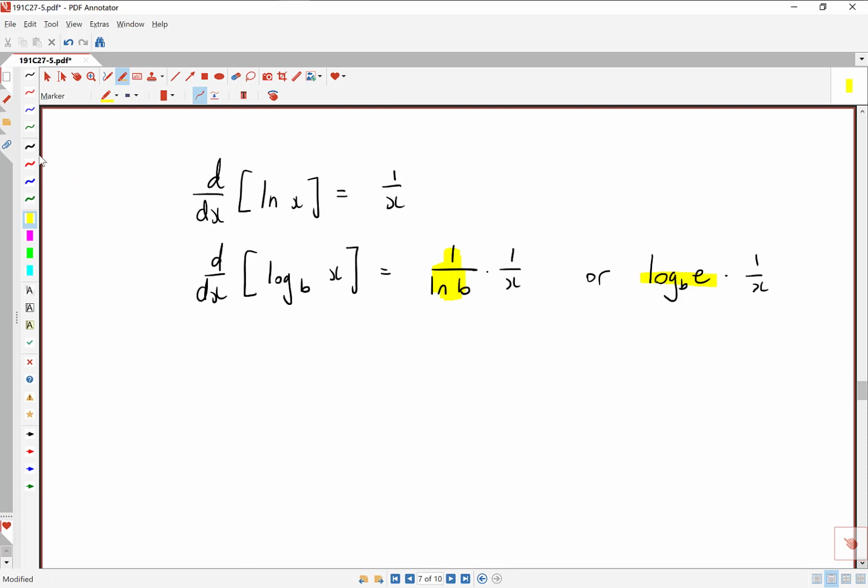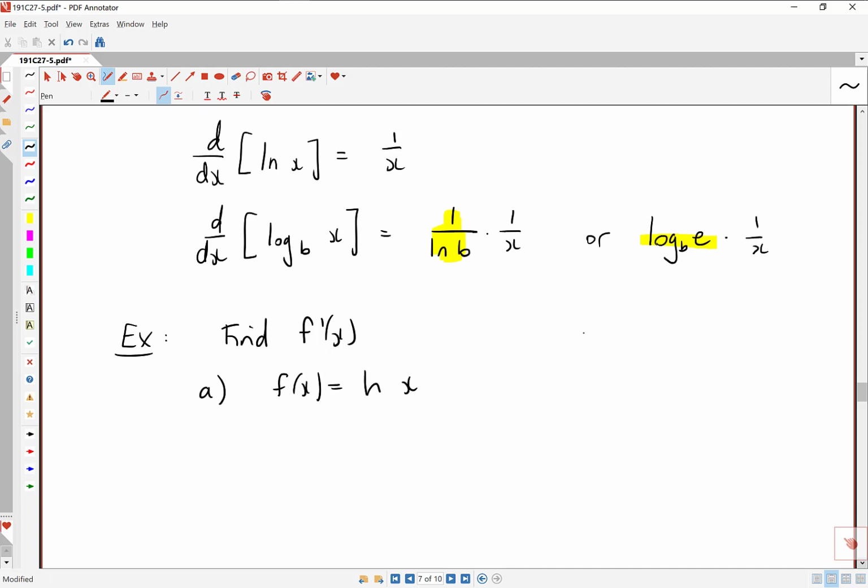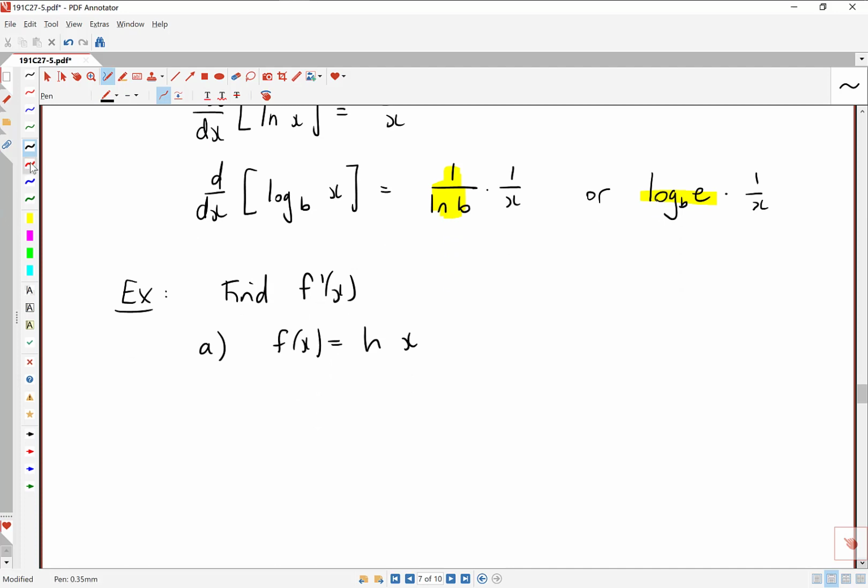Okay, so with that, let's jump into some calculations. The problem is going to be to find f prime of x, and we'll do a few little parts here. So part A, f of x is equal to ln x. Okay, so that's our simplest possible scenario for taking derivatives. We would say f prime of x is equal to 1 over x.